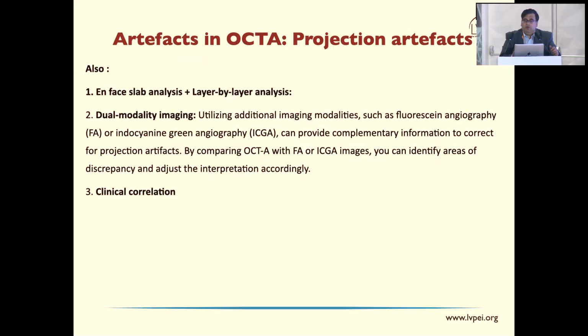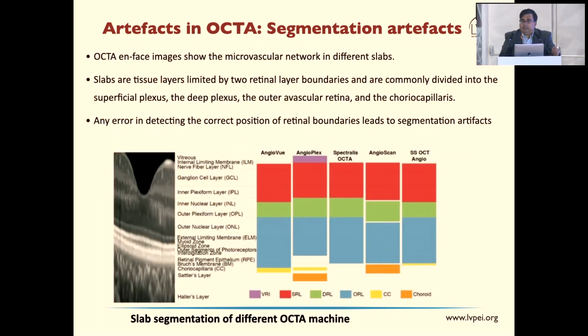So as I said, to tackle projection artifact, apart from flow signal and anatomy, also look at NFAS slab analysis, look at the corresponding NFAS photo, and wherever required, you can use other imaging modalities to help you out there. Next is a segmentation artifact.